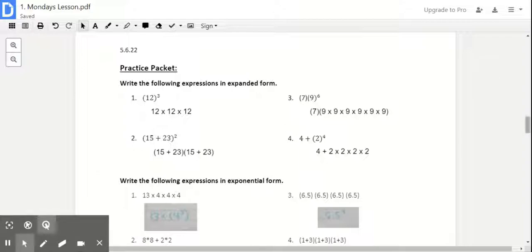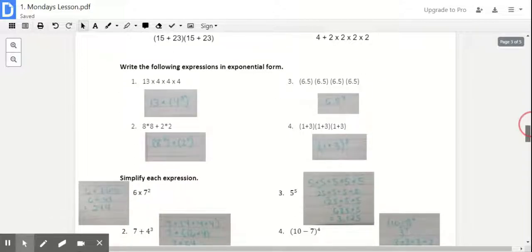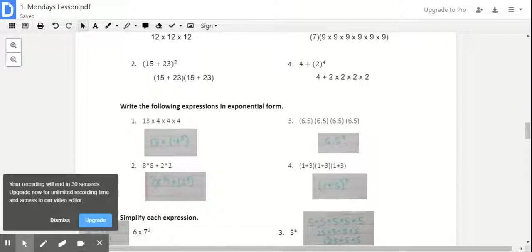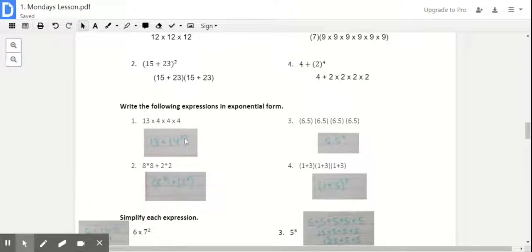All right, so now we are writing the following expressions in exponential form. So we are going from that expanded form to exponential form. So we have 13 times 4 times 4 times 4 times 4. So now we know that this is 13 times 4 to the third power because we have 4 multiplied by itself 3 times.